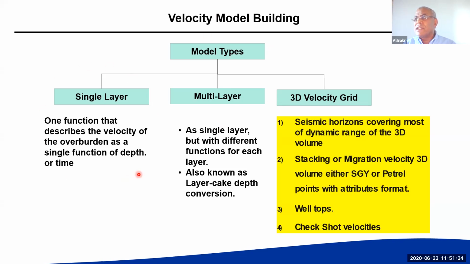I can do layer by layer, bed by bed, or I can do all the layers together in what we call multi-layer or layer cake, or actually the yellow one, which is the most accurate recent one, where we do a 3D grid velocity model. In that velocity model, we have the seismic horizon on the time domain that covers the area. We have the stacking velocity that comes from the processing center, or migration velocity. And we have the well tops as calibrations. And then we have the check shot velocities. We use those four together to build a 3D velocity model grid.